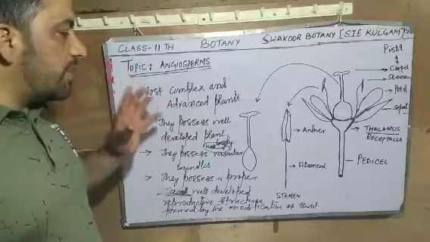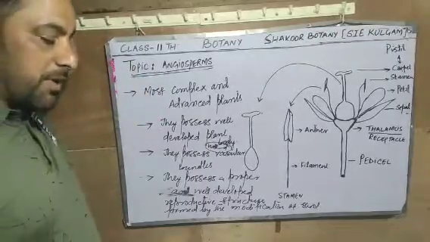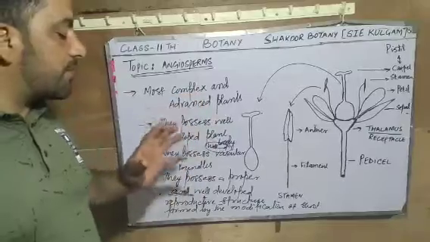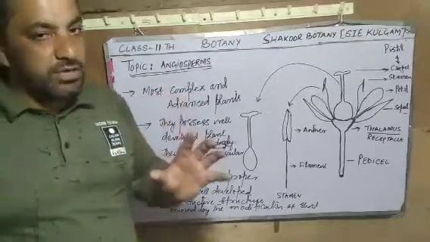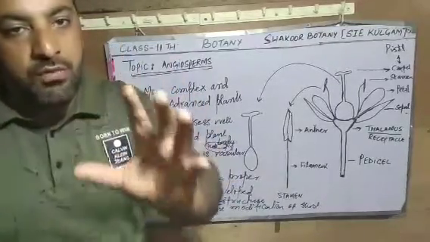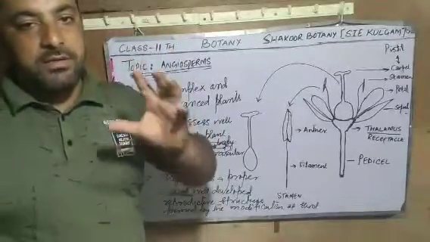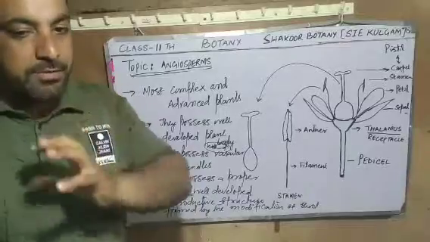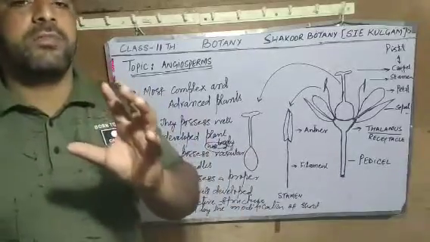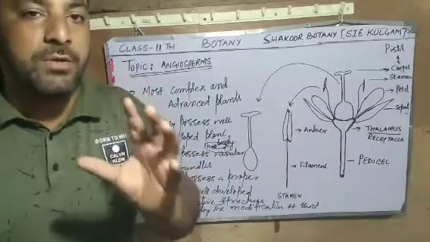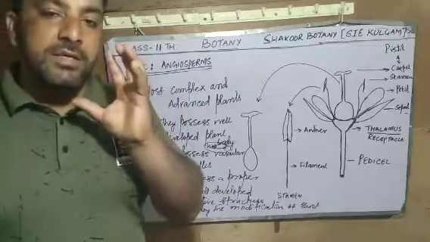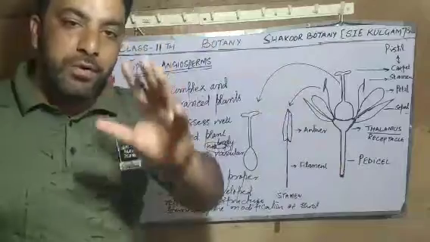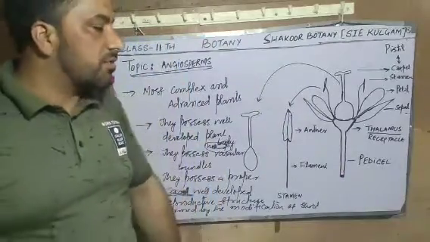Third point, why angiosperms are most complex and advanced plants is because they possess a proper structure for the process of reproduction. This structure is known as flower, and this flower is actually developed from the shoot through certain modifications. The shoot undergoes certain modifications, and because of those modifications it gets transformed into a reproductive structure. That reproductive structure is called as flower.